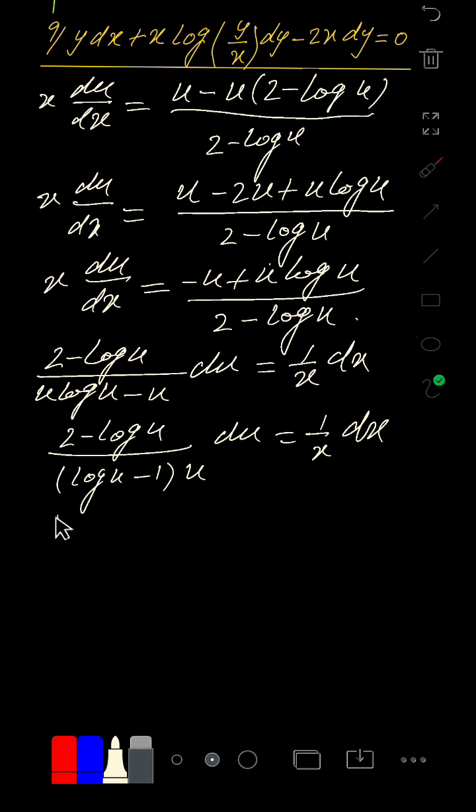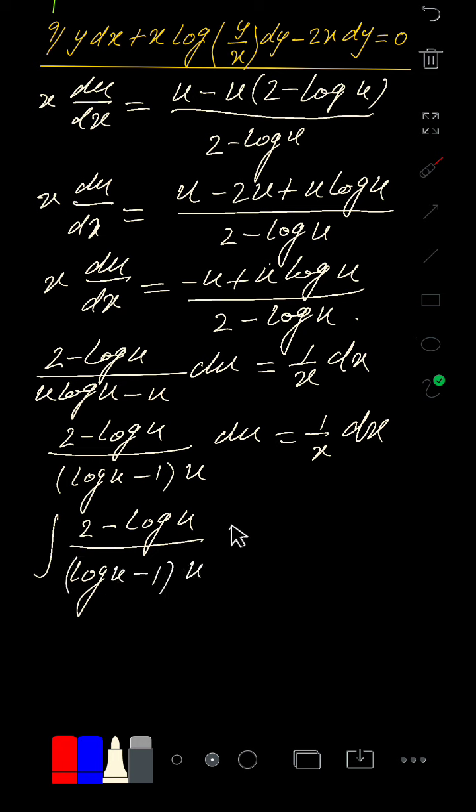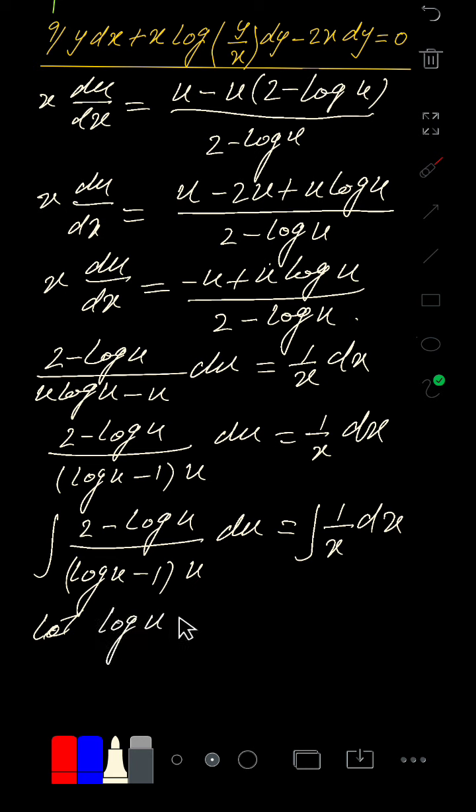Now integrating both sides, we have integral 2 minus log u divided by log u minus 1 into u du is equal to integral 1 upon x dx. Now here on left hand side, we need to assume log u as v, say, and differentiating, we have 1 upon u du is equal to dv. So let it be equation number 4.